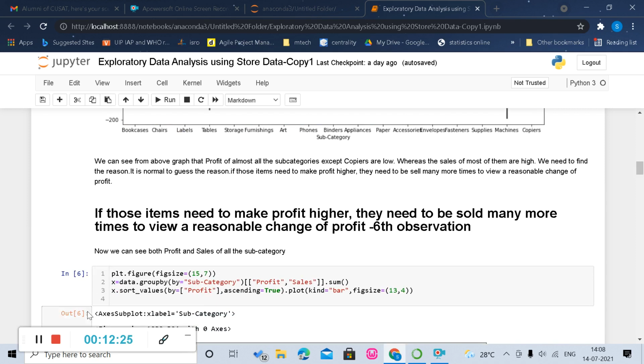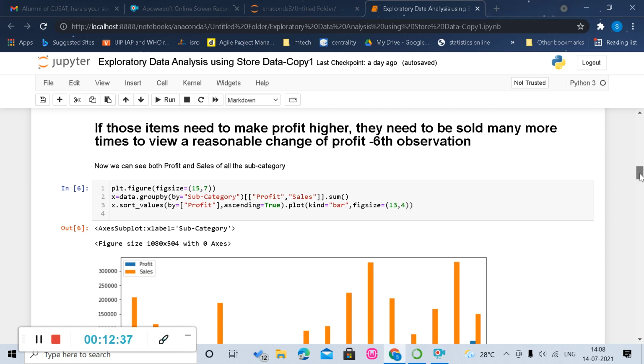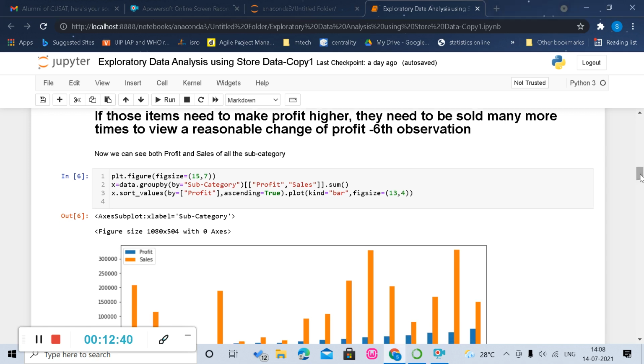Now, as an observation I have written this: if those items need to make higher profit, they need to be sold many more times to see a reasonable change of profit. That is what I felt from that analysis.